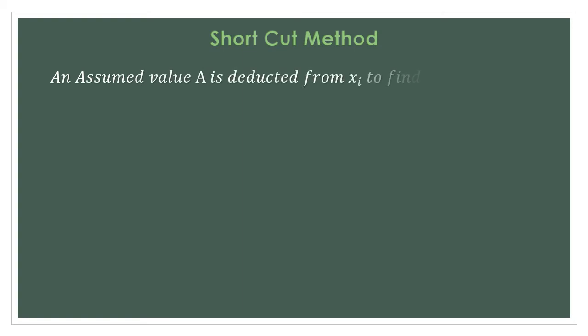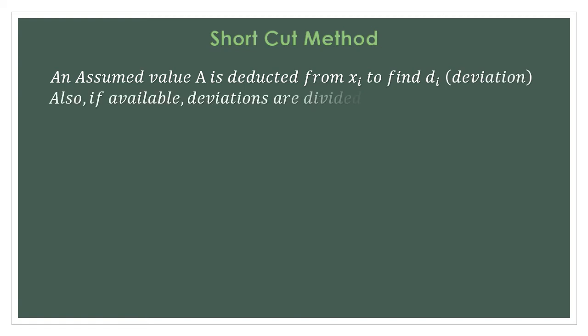Now just like our ungrouped data, even grouped data has shortcut methods in which we follow the same thing, that an assumed value a is deducted from xi to find di, that is the deviation. But an added thing here is that if available, deviations are divided by a common factor c. Because it is grouped data, there might be a possibility that the observations have a certain common factor which we can use to further reduce their value. So if we find some common factor between all the xi values, we can divide by that common factor c. So we can further reduce the quantum of the observations to make our calculation easier.